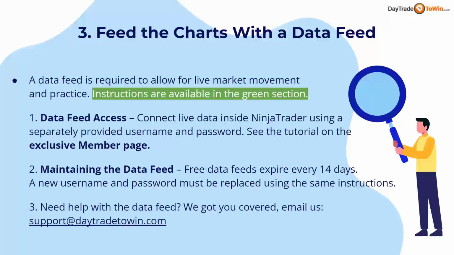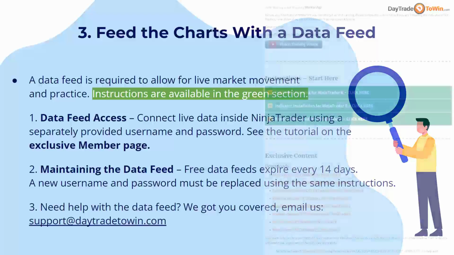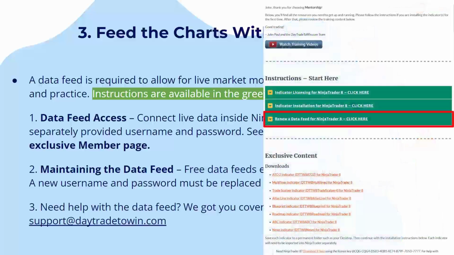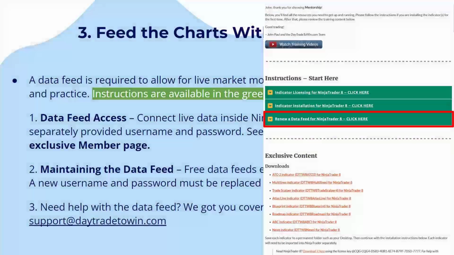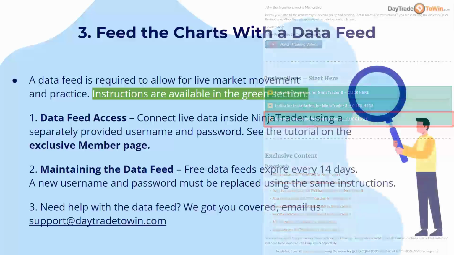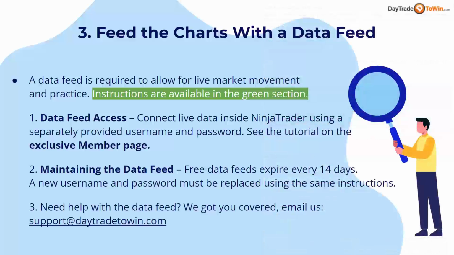On your member site, there is an area which is listed in green. It's instructions on how to install a data feed. So please review the instructions on how to install a data feed, because it allows you to connect live data inside NinjaTrader. It uses a separate username and password, and if you need help getting that set up, just let us know, but the tutorial is pretty straightforward.